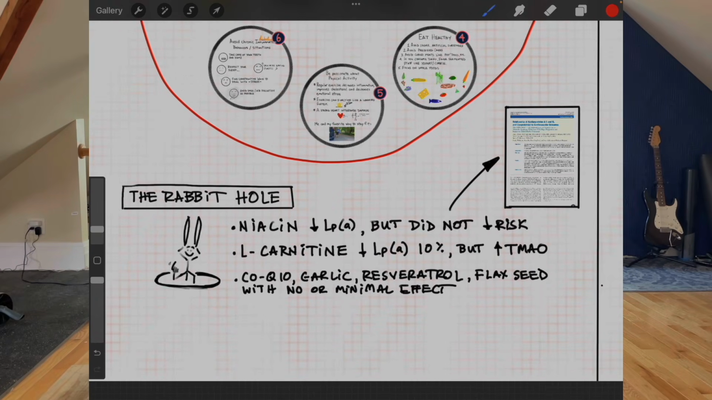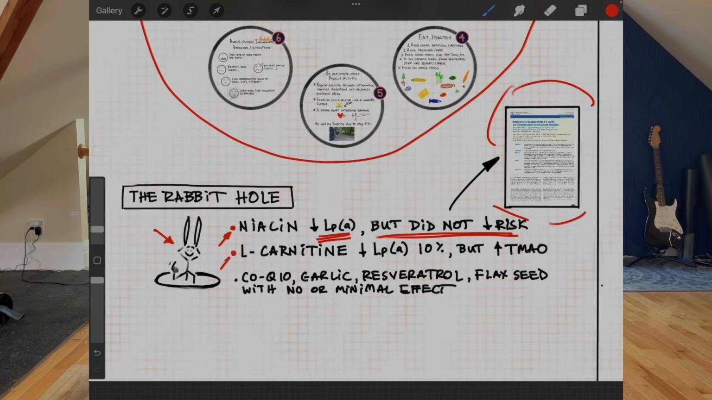And as with anything in this whole business of preventing disease of any sort, there's the rabbit hole. The rabbit saying, "Come follow me down the rabbit hole." If you Google it, it'll say, "Oh yeah, niacin, that lowers lipoprotein(a)." But actually, in a large trial, it did not reduce risk of stroke and heart attack. And this is the AIM-HIGH trial, where people were given niacin, and they split off the patients with elevated lipoprotein(a) after the fact, and those specific patients did not benefit from niacin either.